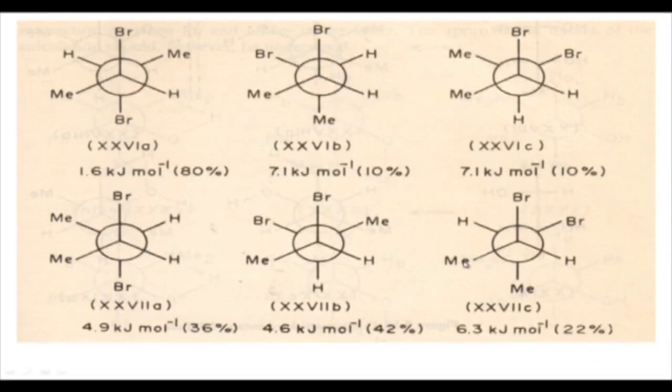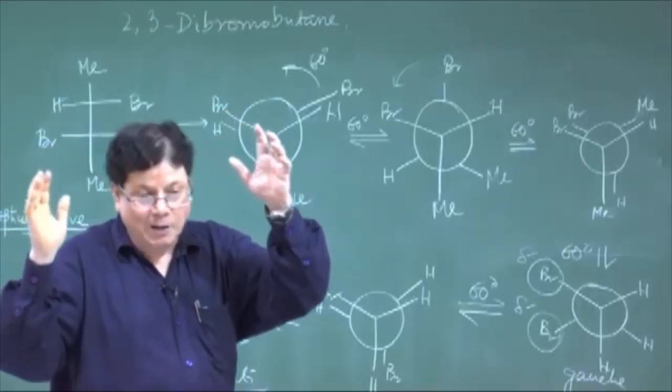So if you now start calculating the energy, you can actually evaluate the energy of these systems. But to know that, you have to know certain values. This molecule suffers from a bromine methyl gauche interaction. Remember, what is gauche interaction? When the groups have a dihedral angle of 60 degrees.